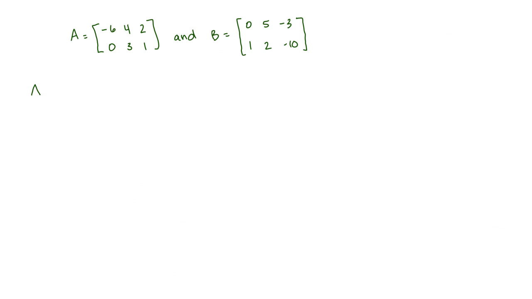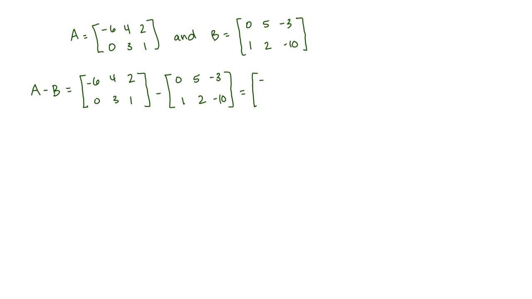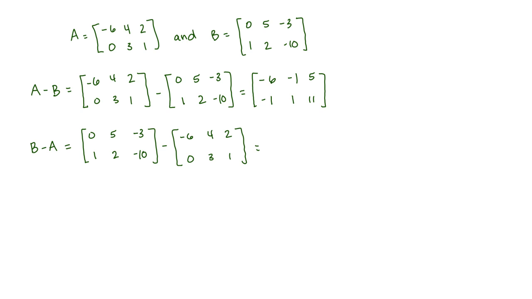Let's again consider the matrix A and the matrix B from the previous problem, but let's go ahead and look at the difference this time. So if I take matrix A and subtract matrix B, again, I want to subtract corresponding entries. -6 minus 0 is -6. 4 minus 5 is -1. 2 minus -3 is 5. 0 minus 1 is -1. 3 minus 2 is 1, and 1 minus -10 is 11.